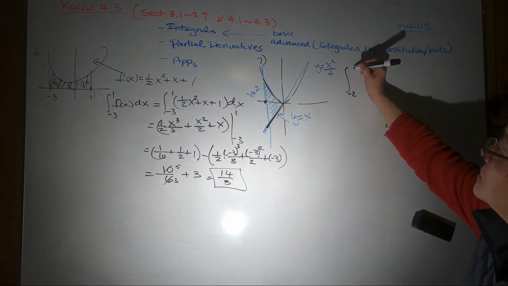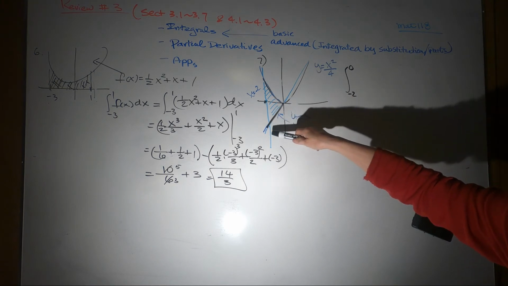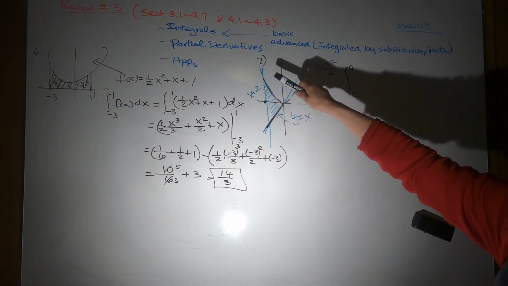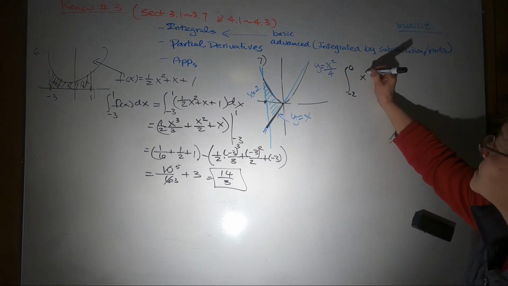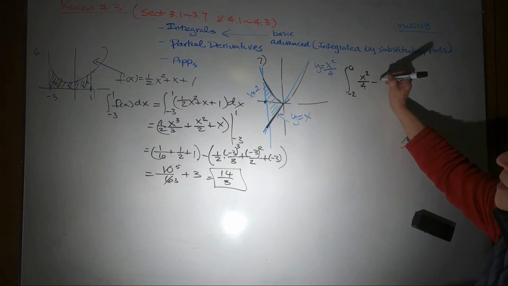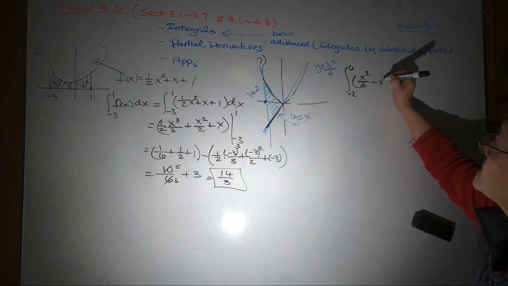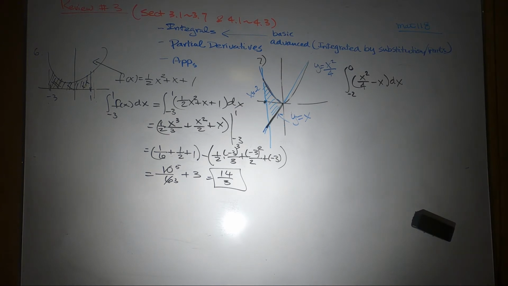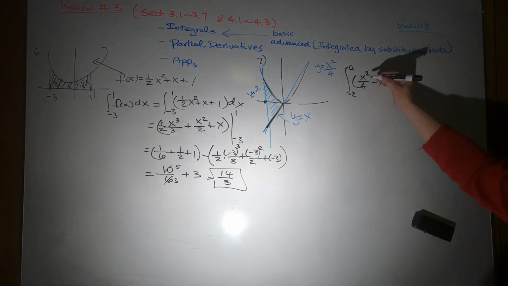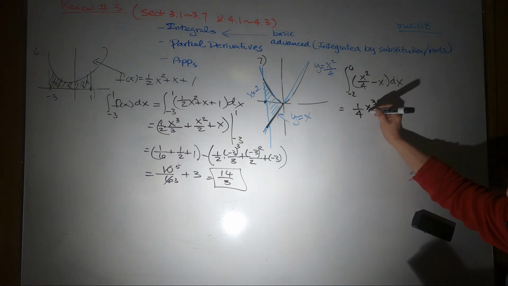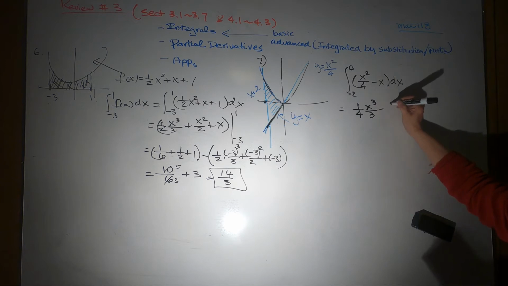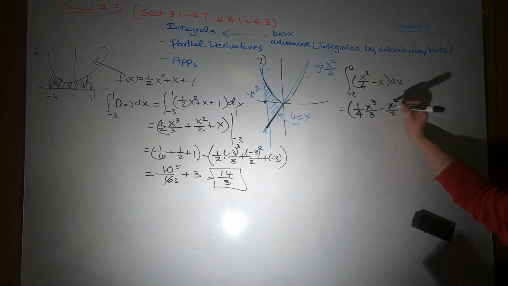So you are going to do what? From -2 to 0. Then you do the two curves. Then you use what? The positive one, top one minus the bottom one, right? Two equations. So the top one is what? x squared over 4 minus what? y equals x. That's how you will write your integral. Is that right? So you take the antiderivative of that. That will be what? That's your 1/4. That will be x cubed divided by 3. Right? This one will be what? x squared divided by 2. Is that right?